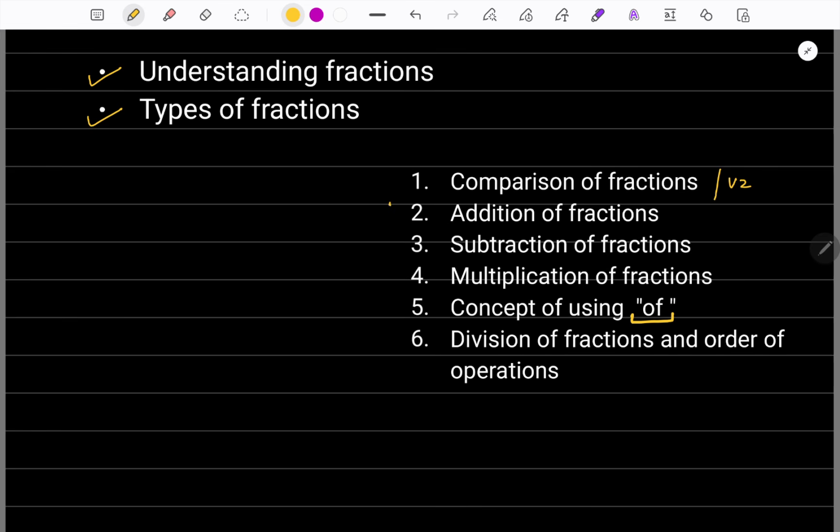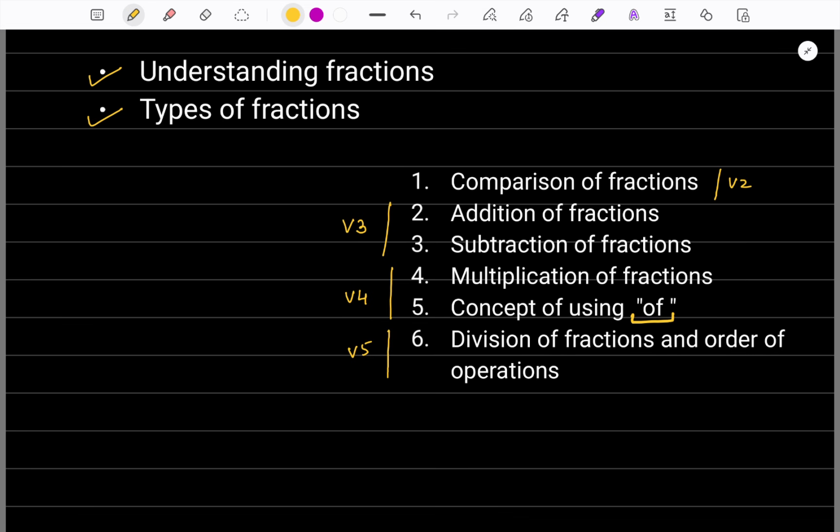In the third part, we will take up addition and subtraction of fractions. Next comes multiplication of fractions and the concept of using 'of'. 'Of' is also used as a sign of multiplication. So both these topics will be covered together in the fourth part. And in the final part of the series, we will talk about division of fractions and order of operations. So in all, this chapter of fractions is divided into 5 parts.